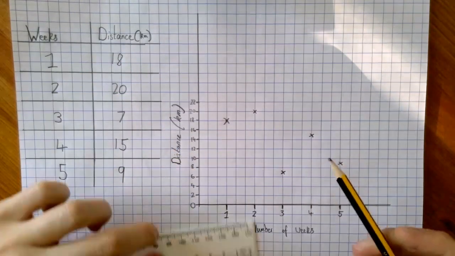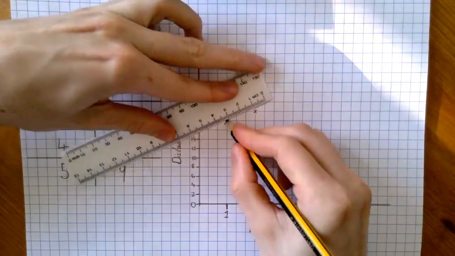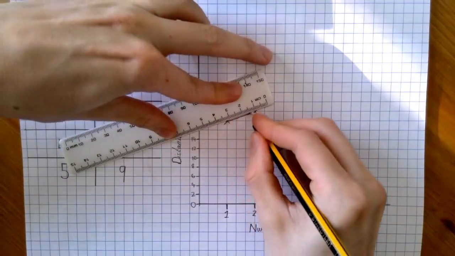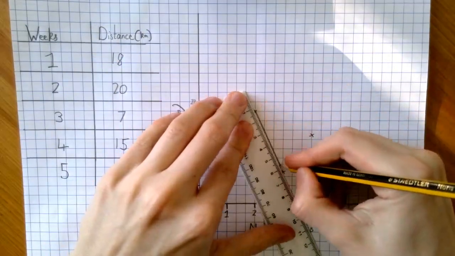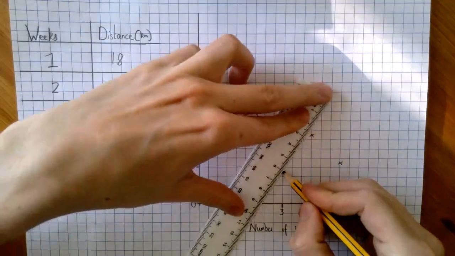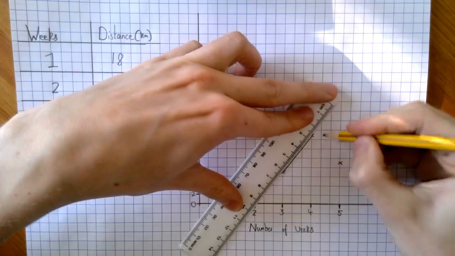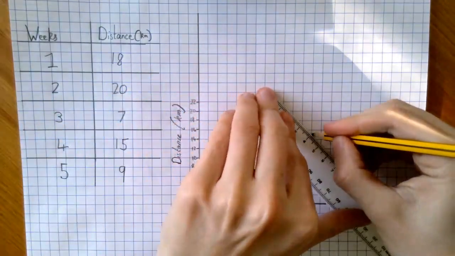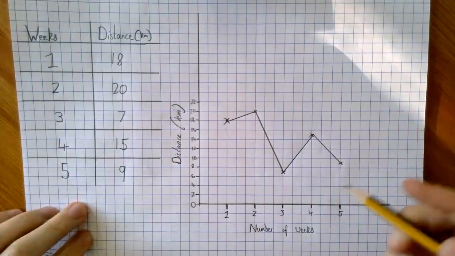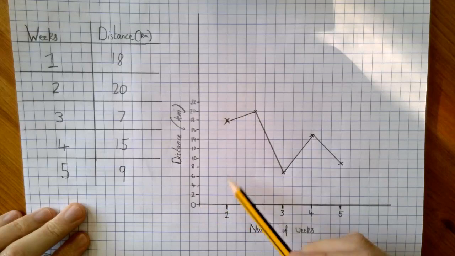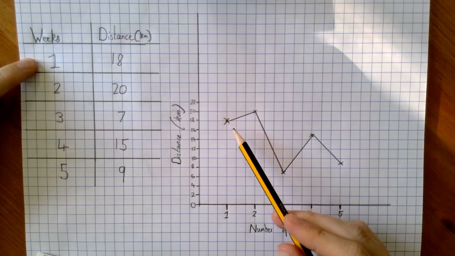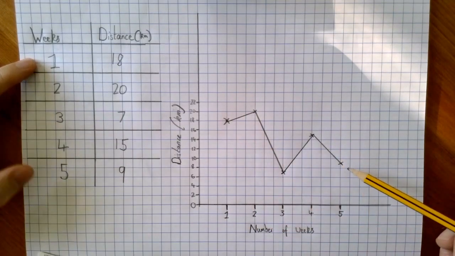So with a ruler, using a straight line from each point to the next. Now notice as well how my lines, they don't start from the 0 down here, it just starts from where that first point of data is, that first data entry, and then they finish on that last one.